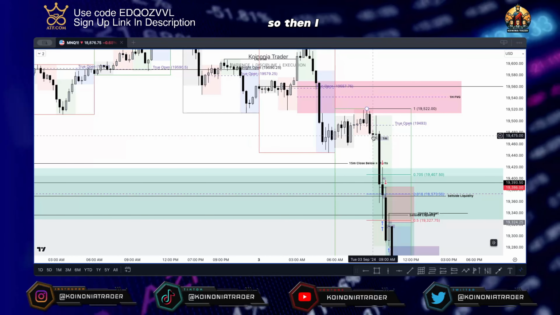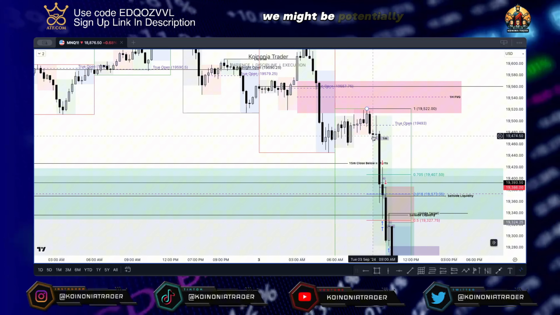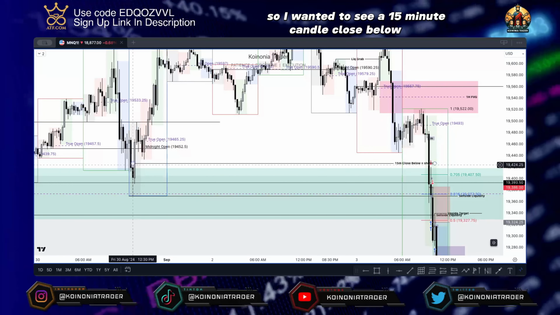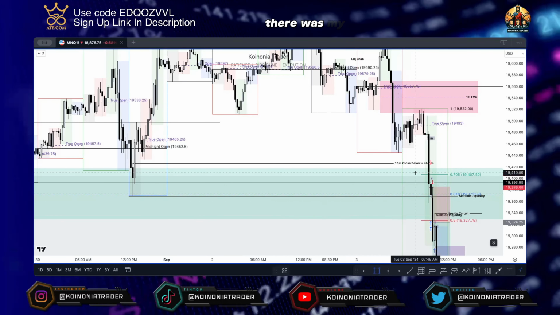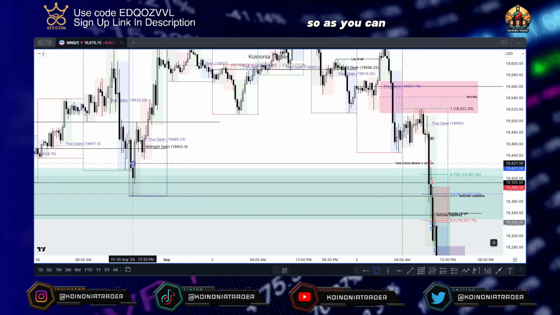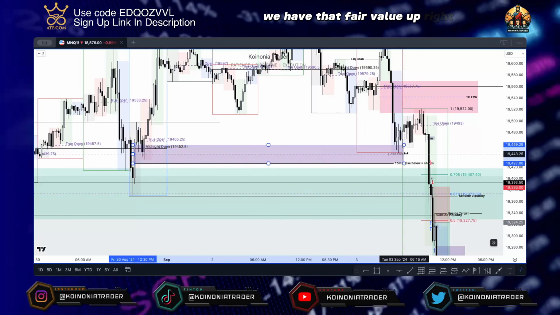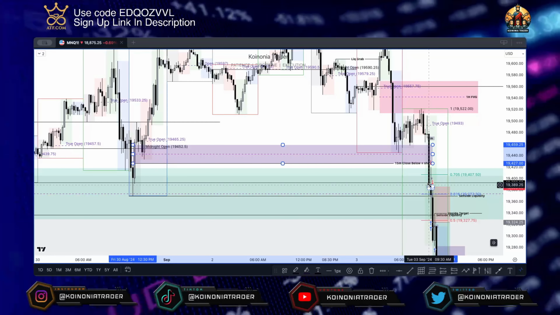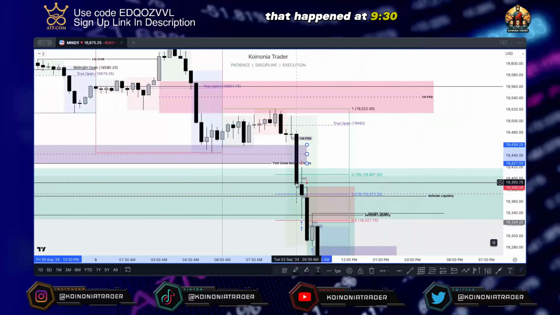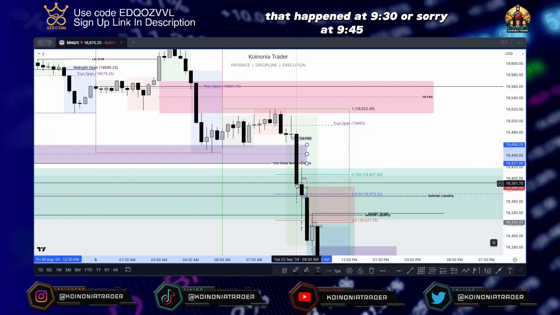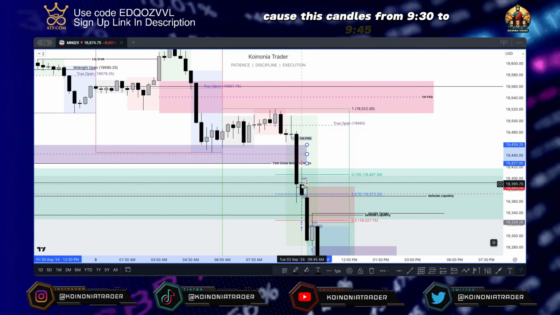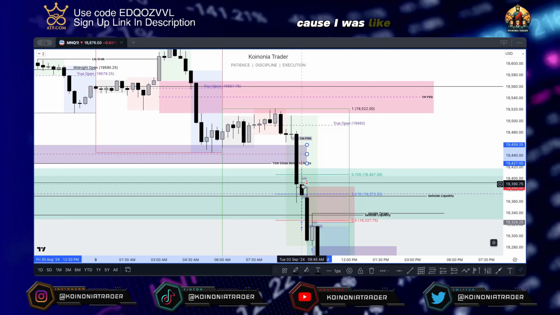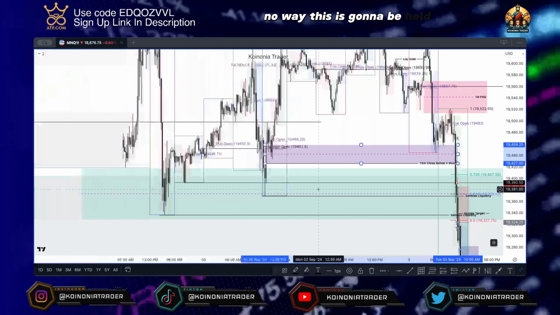So then I started to think, okay, we might be potentially looking for shorts here. I wanted to see a 15-minute candle close below this fair value gap that I have marked out. There was my invalidation point. Stretch it out, and when we get that 15-minute candle close below, that happened at 9:45, because this candle is from 9:30 to 9:45. At the start of this candle was when I started to look for shorts, because I was like, no way this is going to be held up anymore.